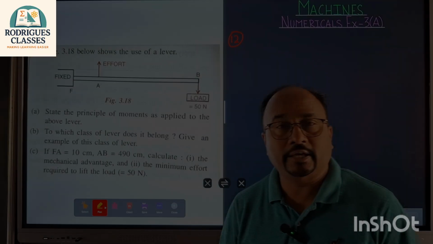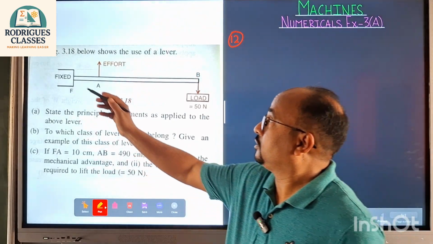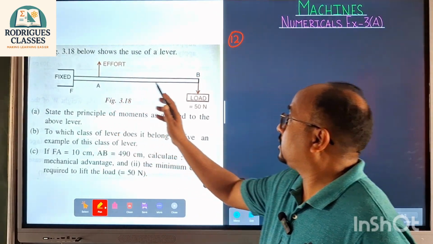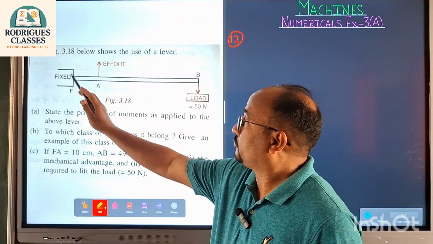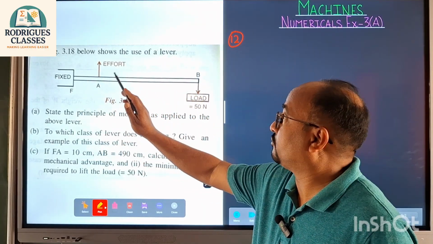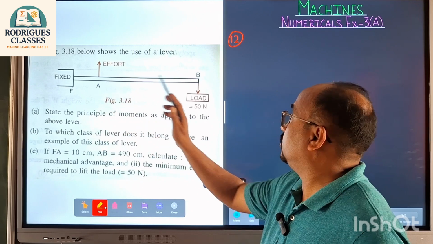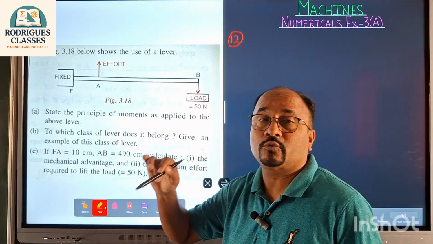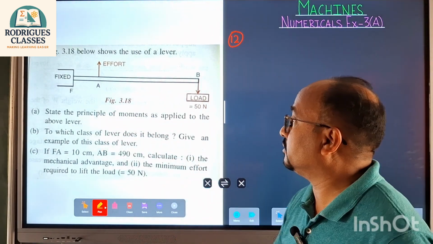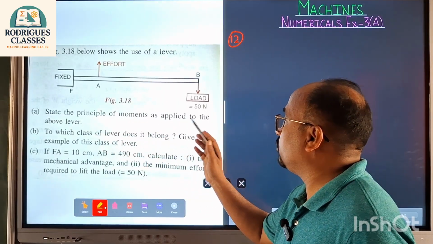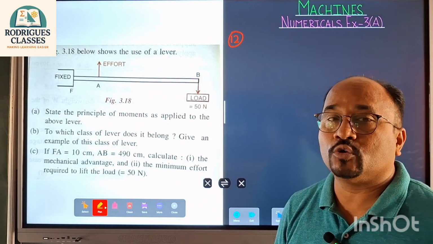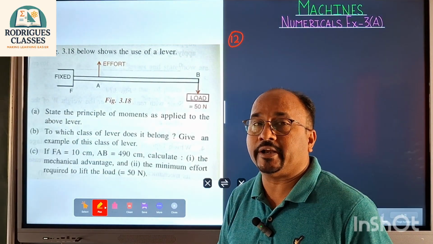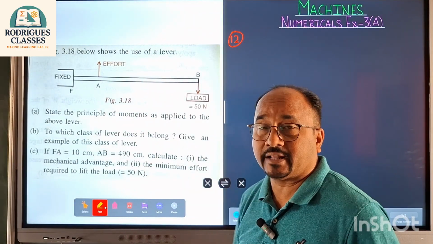Let us come to the next one, numerical number 12, figure 3.18. This is the figure, it shows a lever fixed here. So this is the fulcrum, effort is applied in the middle, load is at the other end. So you quickly get it that it is a third class lever. State the principle of moments as applied to the above lever. We have been using this, that is load into load arm is equal to effort into effort arm. That is what will be written in that.